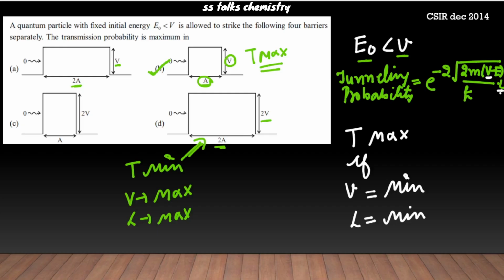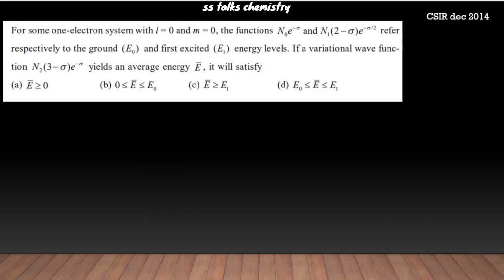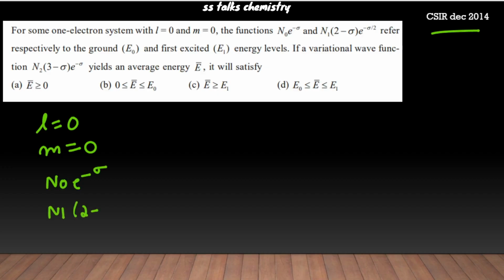I hope it's clear. Moving to the next, again CSIR December 2014. For some one electron system with the L value equal to 0 and the M value also equal to 0, the functions are given, which is n naught e raised to the power of minus sigma and n1 2 minus sigma e raised to the power of minus sigma by 2.